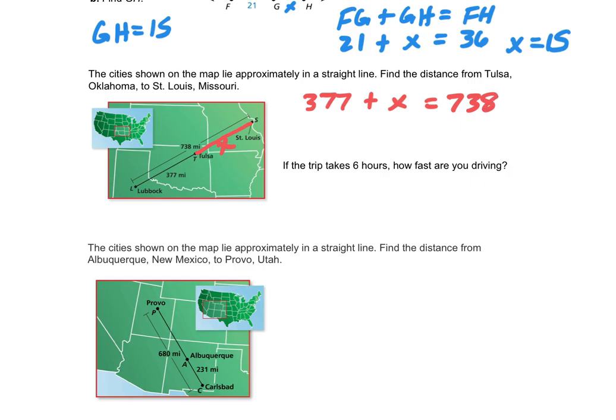Okay, now some of you might look at this and say, do I really need to set up this equation? I know that you could probably do it without the equation in most cases, but I think it helps just to kind of set it up, see what's going on, understand what's going where, and then, kind of like we did on the last problem, we're just going to subtract 377 from both sides and get 361.